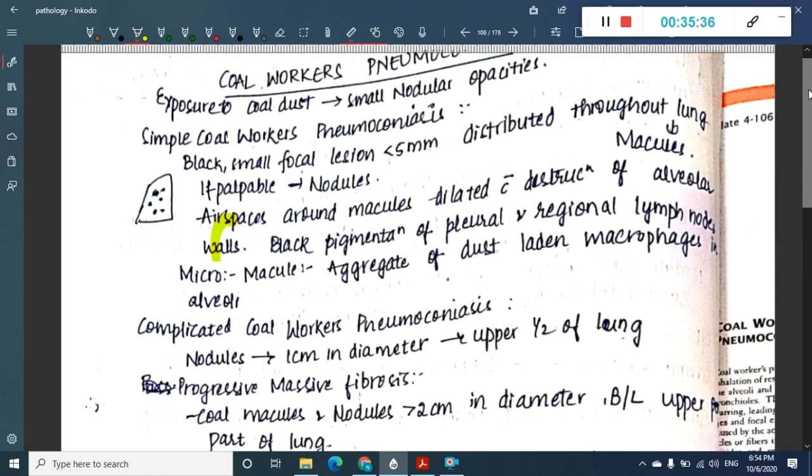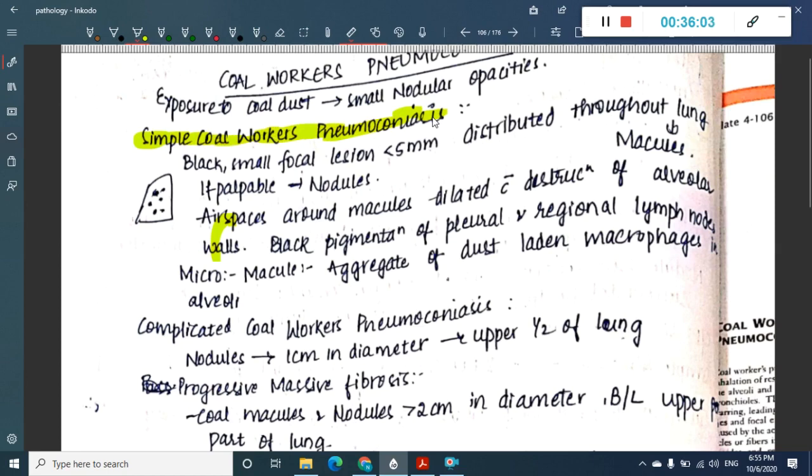Because of that, the macrophage itself undergoes necrosis, and these coal particles or any of the pneumoconiotic particles are deposited in our lungs. That is the reason why you see these nodules, depositions, and pigmentations in the lung. Here, coal workers pneumoconiosis can be divided into three major types. Among them, two are very important. One is simple coal workers pneumoconiosis.